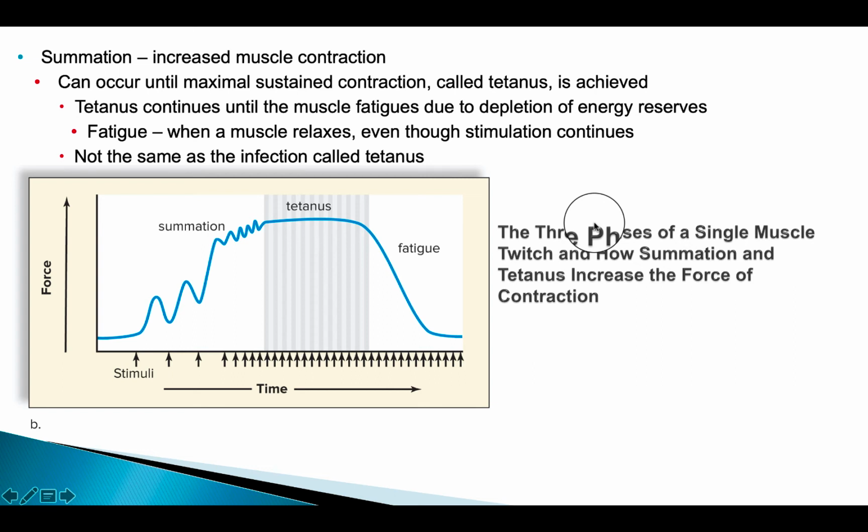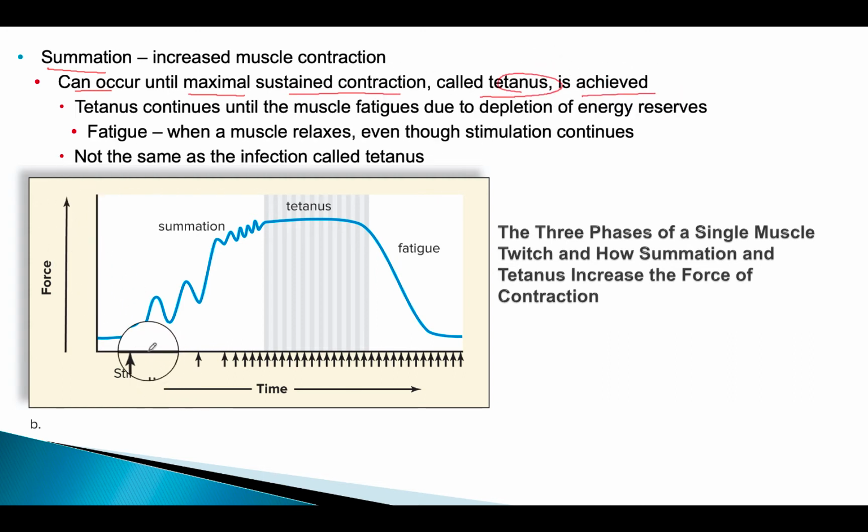Okay, so this slide here now shows us summation. So what is summation? Summation is when the muscle contraction is actually increased. So what do we mean by that? Summation here can occur until maximal sustained contraction, known as tetanus, is actually achieved.